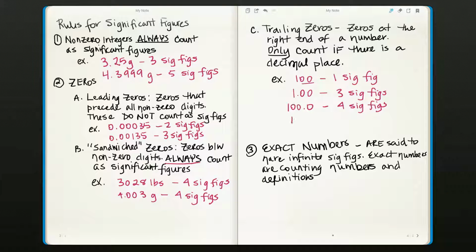And sometimes in your textbook, they like to show you that they're sig figs, so they'll put a dot after a number. So in this case, 100 would have 3 sig figs. But that's only true if there's a dot.